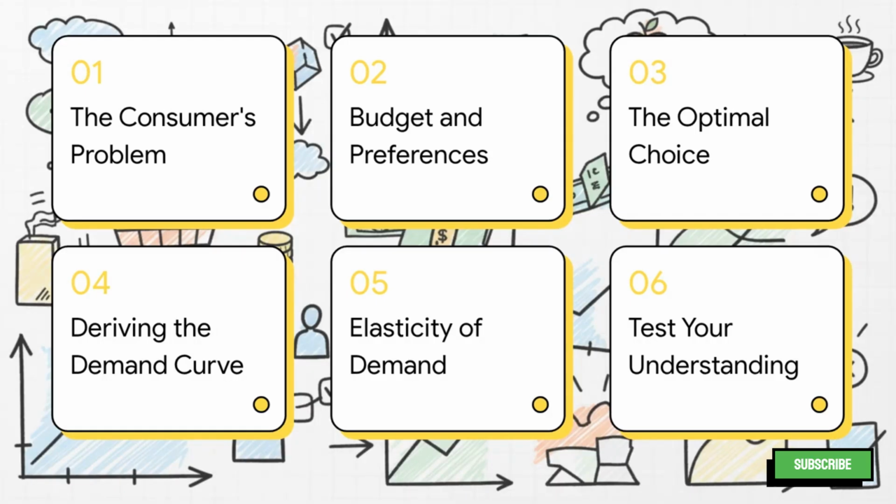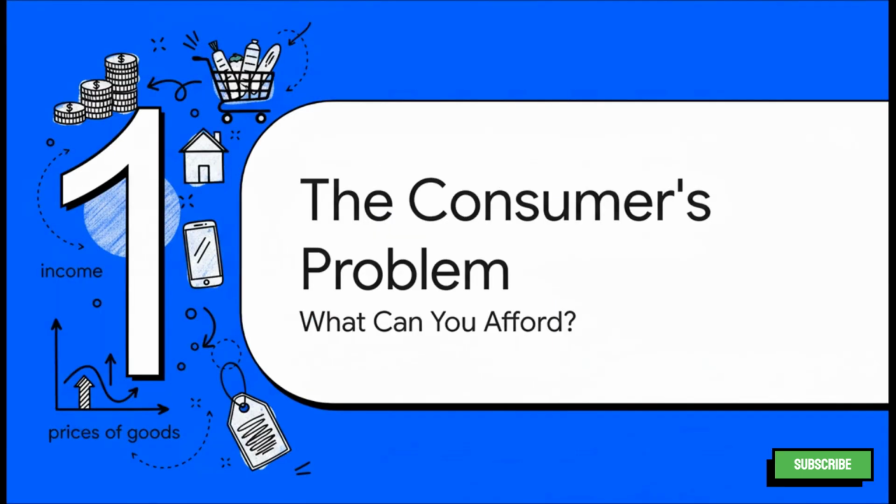Okay, so to really get our heads around this, we're going to follow a pretty logical path. First up, we'll define what the consumer's problem even is. Then, we'll look at the tools you use to solve it, basically your budget and your preferences. After that, we'll figure out how to find that sweet spot, the best possible choice. And finally, we'll see how this all leads to some really powerful ideas, like the demand curve and its elasticity. All right, let's dive right in.